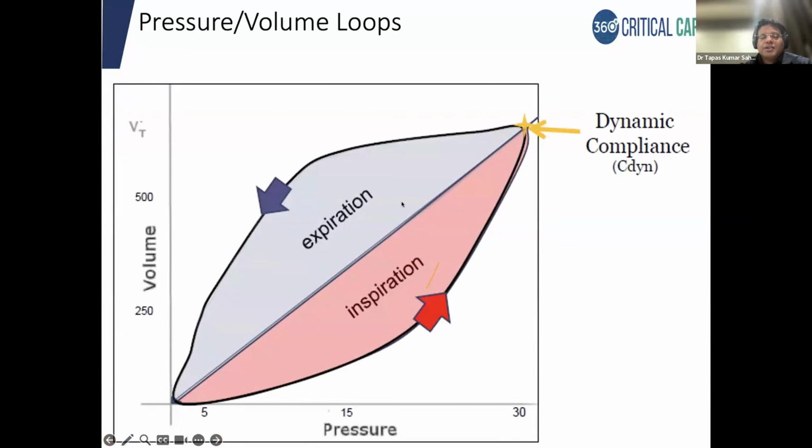Now looking at the picture. So this starts from like here, bottom is 5. Now here you can see inspiration happening, and this patient is getting positive pressure, so it would be counterclockwise or anti-clockwise.